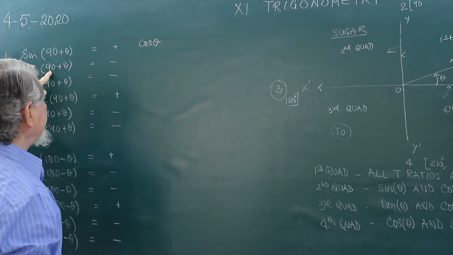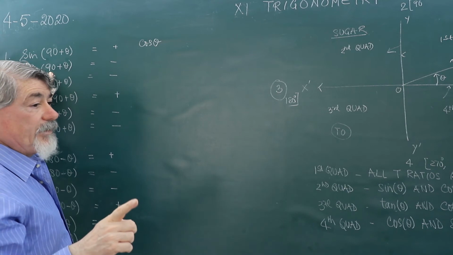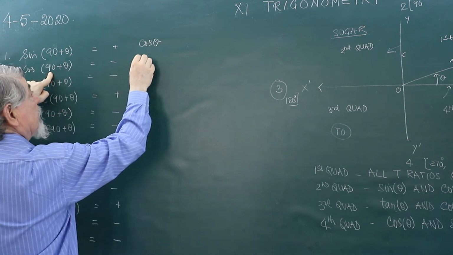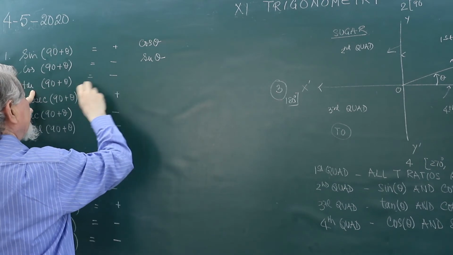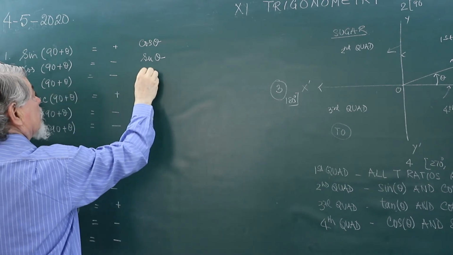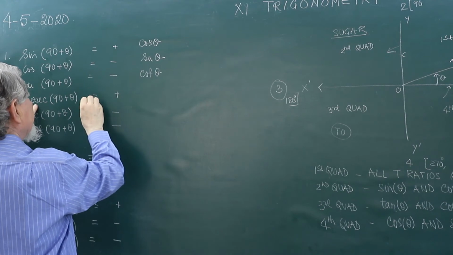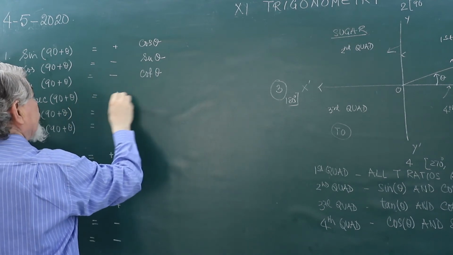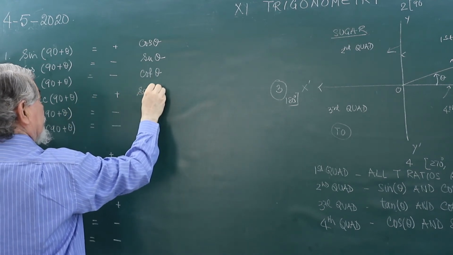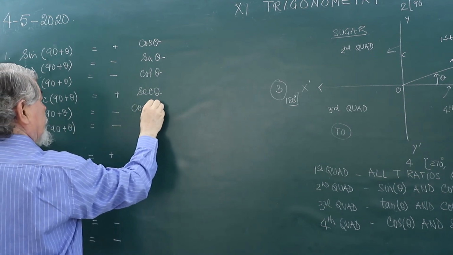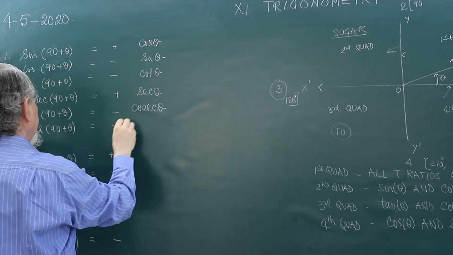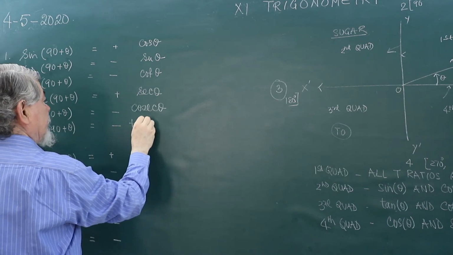Now cos 90 plus theta, cos will change to sine theta, and it is minus sine theta. Tan 90 plus theta is minus cot theta. Cosec 90 plus theta is sec theta. Sec 90 plus theta is minus cosec theta. And cot 90 plus theta is minus tan theta.